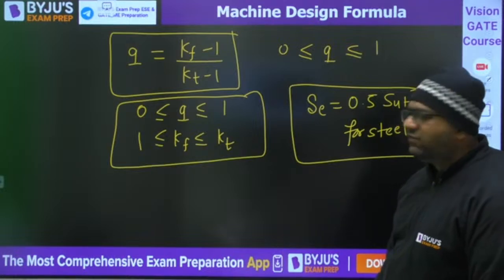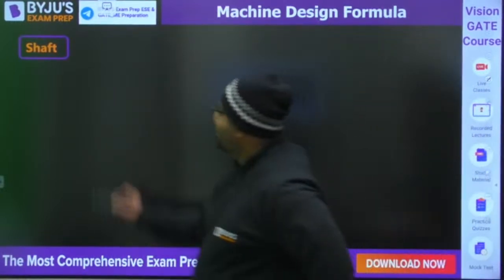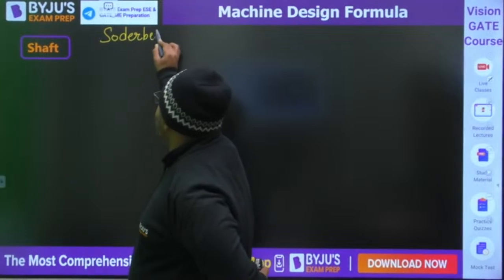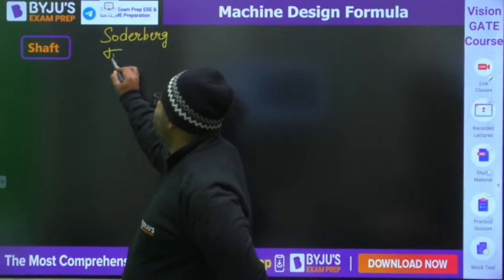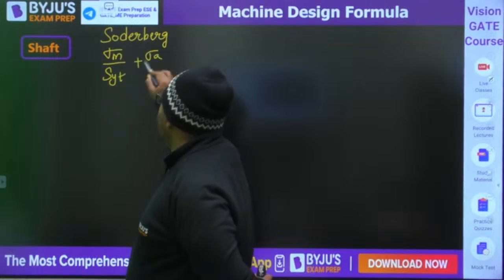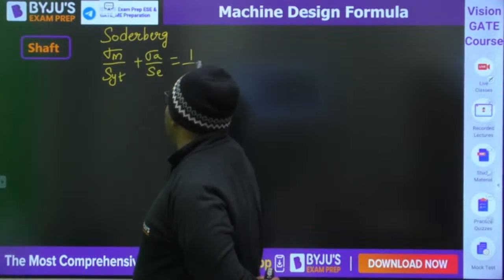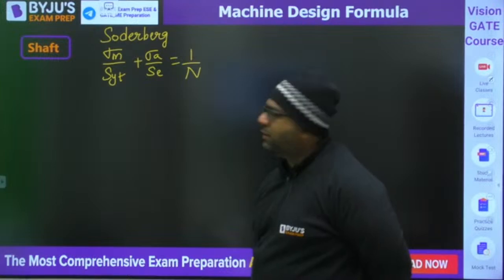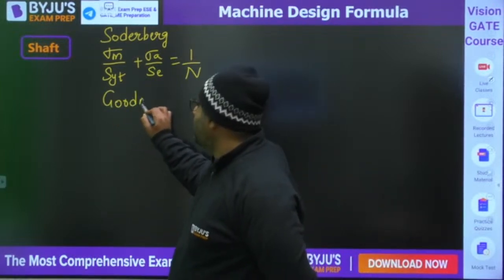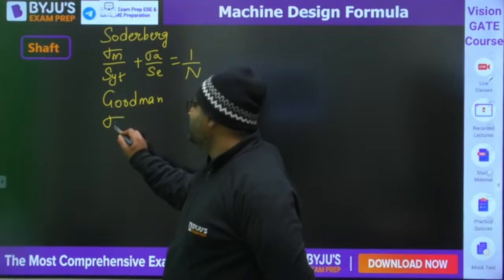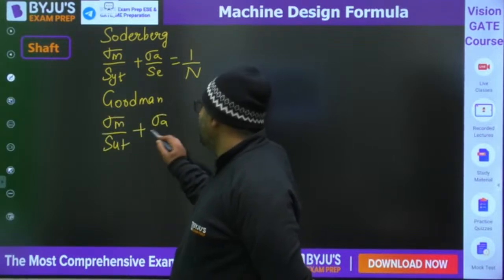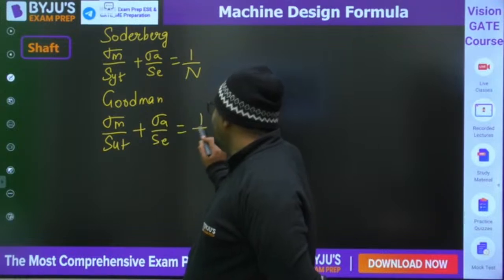Before we go to the shaft, there is one more thing I would like to write, that is the Soderberg equation. When we are talking about the Soderberg equation, it is sigma mean by SYT plus sigma amplitude by endurance limit is equal to 1 by N. This is the Soderberg equation. Then we have the Goodman line. It is defined as sigma mean by SUT plus sigma amplitude by SC is equal to 1 by N.